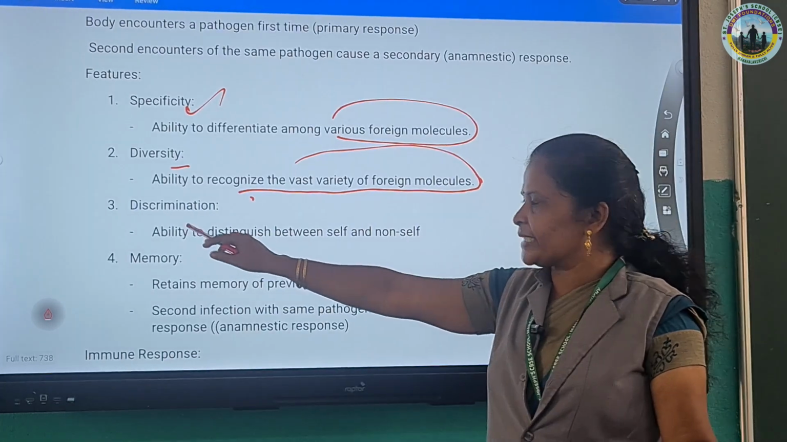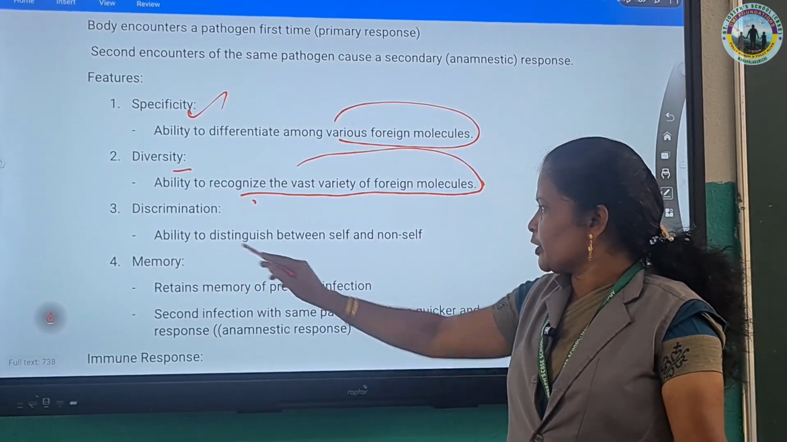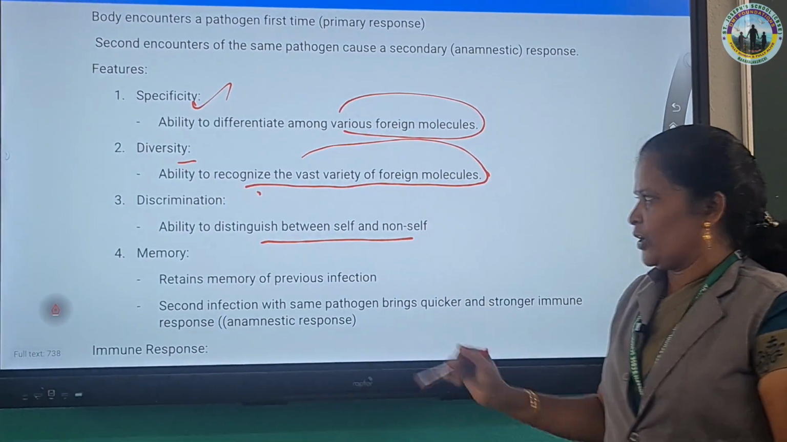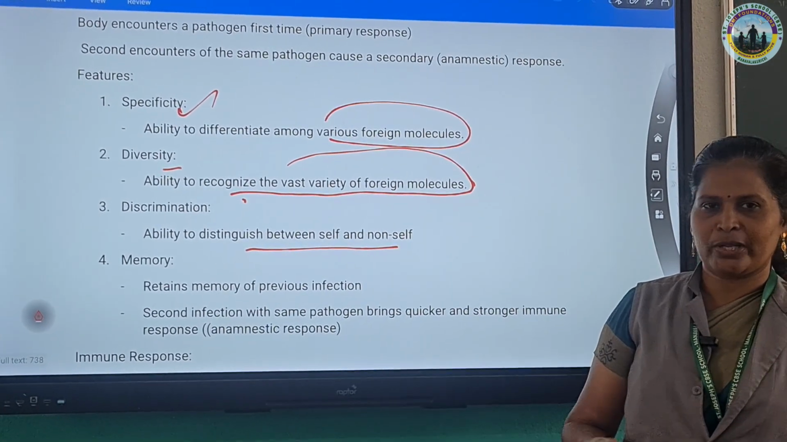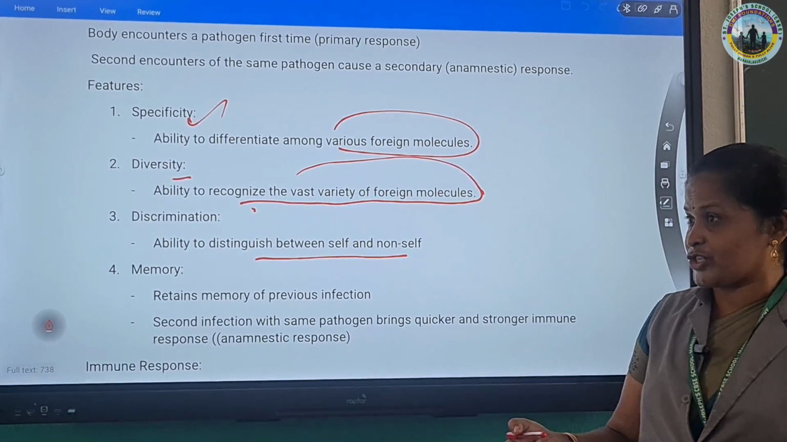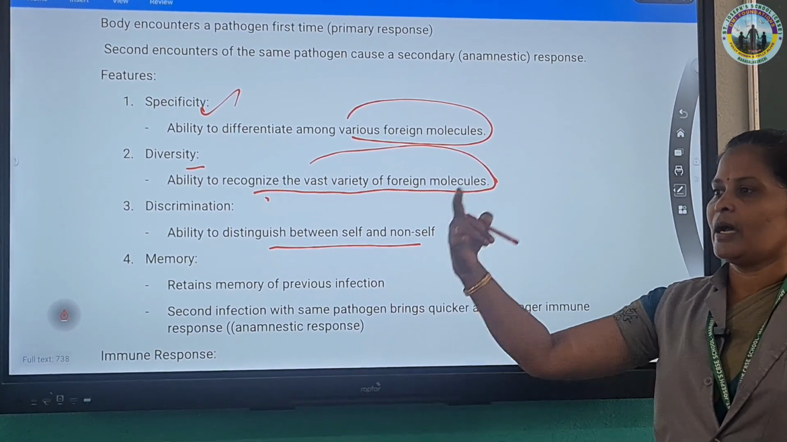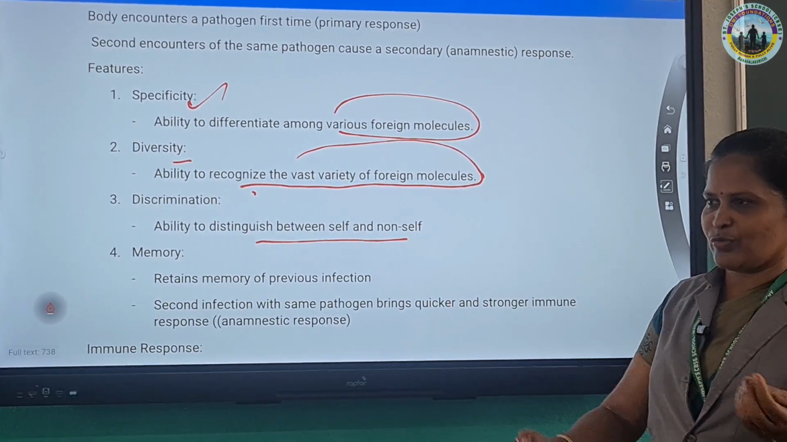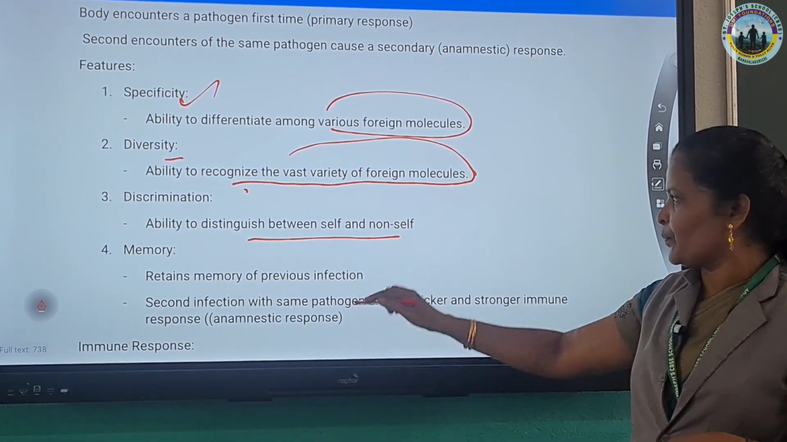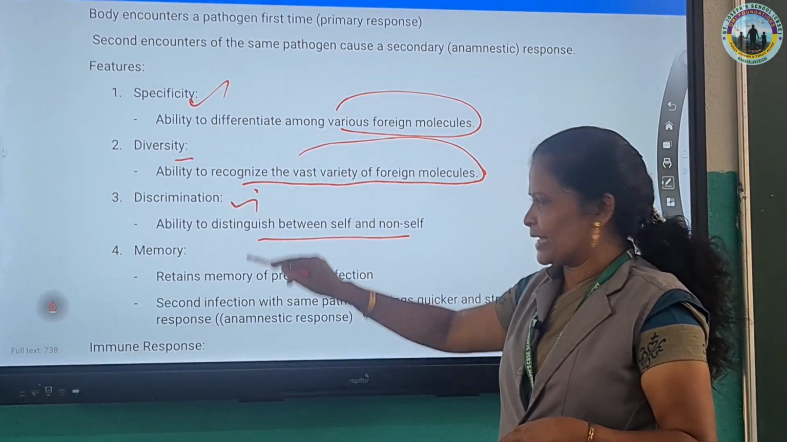The next is discrimination, the ability to distinguish between self and non-self. For example, organ transplantation takes place. During organ transplantation, we receive the organ from a donor. So it should recognize whether it is self or non-self. That comes under discrimination.